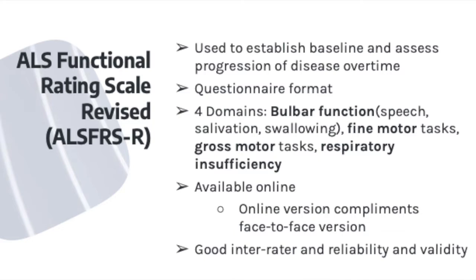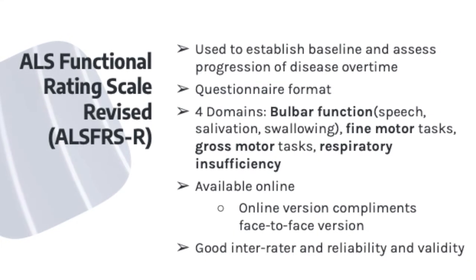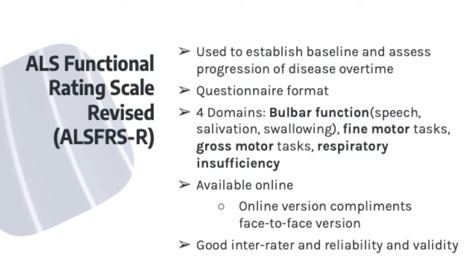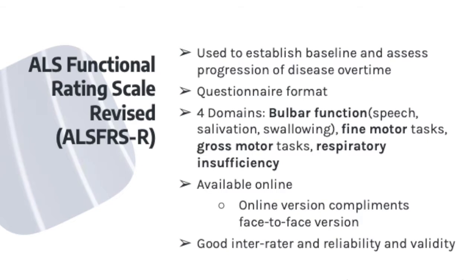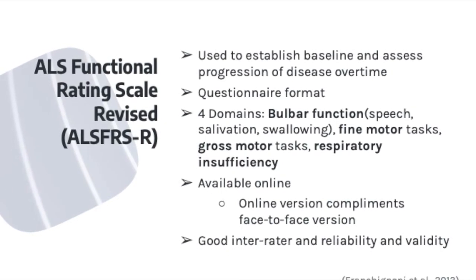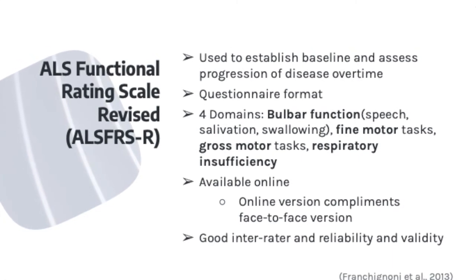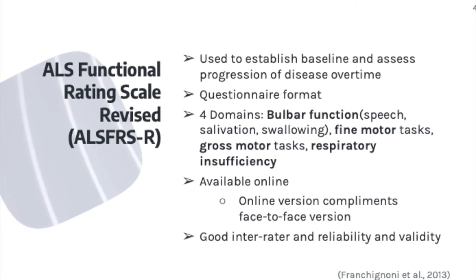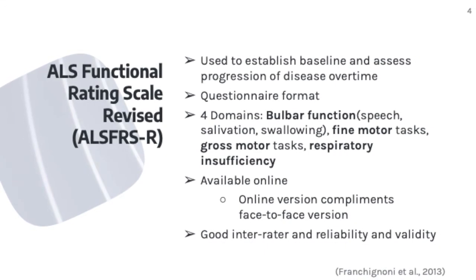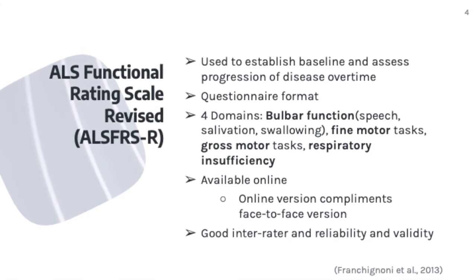The most commonly used assessment for this population is the ALS Functional Rating Scale, or the ALS-FRS. It is used to establish a baseline and then assess the progression of the disease over time. This is a simple questionnaire format and it addresses 4 domains: bulbar function, fine motor, gross motor, and respiratory insufficiency. It is very easy to use and it is available online, which I will show you in just a second, and it has good inter-rater reliability and validity.